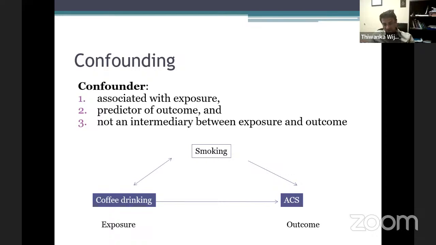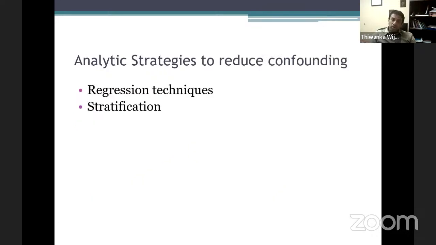If you're looking at formulating a study, you will have to come up with a list of potential confounders in your study. So again, 3 criteria. A confounder is associated with the exposure and the outcome, and it's not in the intermediary pathway. All right. So if you do identify confounding, you can stratify it and create separate groups as smokers and non-smokers.